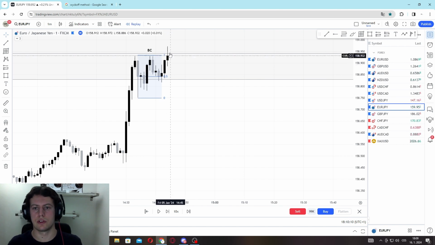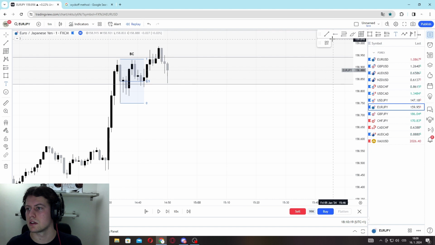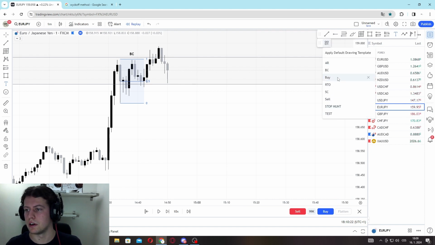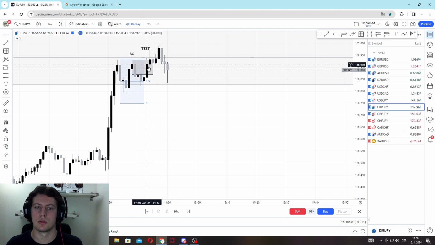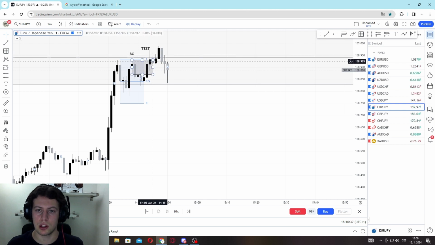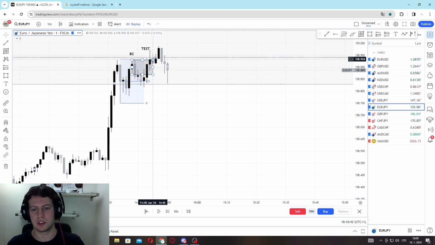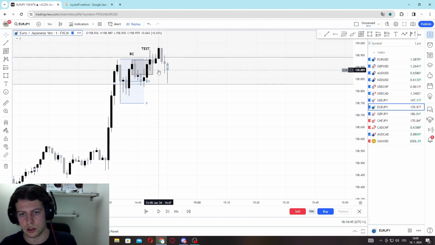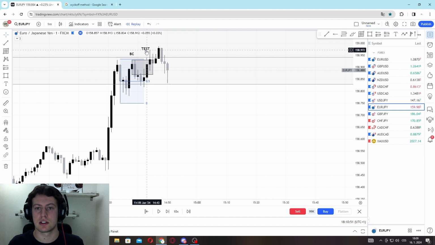Also, we could have a test, so we will see it somehow react. So yes, this is a test. You can see that it went to the zone. If it's too high for you, for me it reacted. We have also a wick, but we have also this candle. It's a small pullback, it's a reaction, it's tested, it had some reaction. So for me this would be a test.